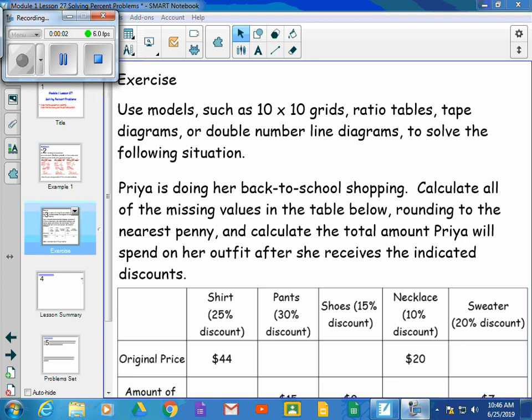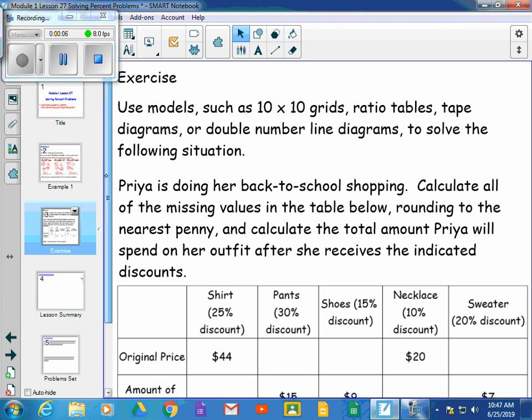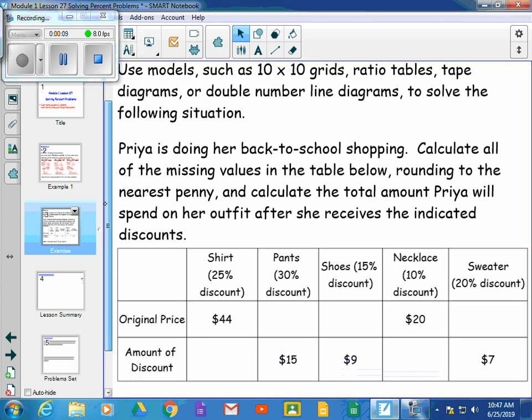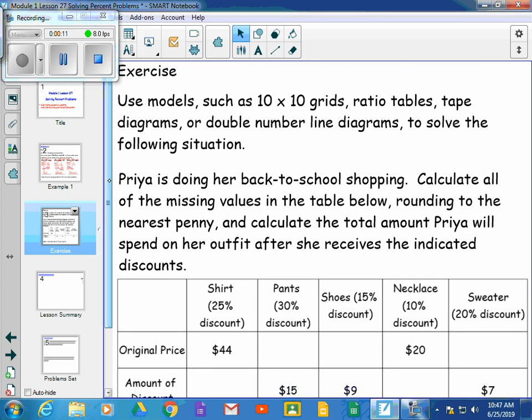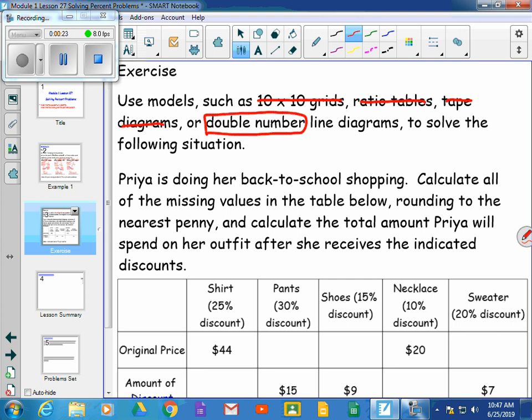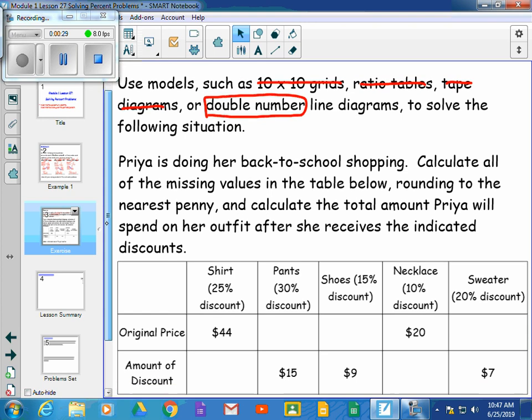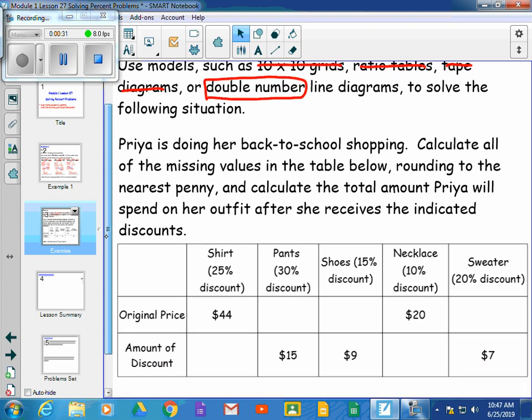Now we're going to go into the exercise in lesson 27, and I'm going to do a few of these with you. I'm going to allow you to see how I do it, and then you're going to finish the rest of the table. You're going to be using models. The one that we're going to be using, and I'll cross out the ones we're not going to use, a 10 by 10 grid, a ratio table, or a tape diagram. We're going to use a double number line to solve the following situation. We're also going to check it with our equivalent ratio, part over whole equals percent over 100.